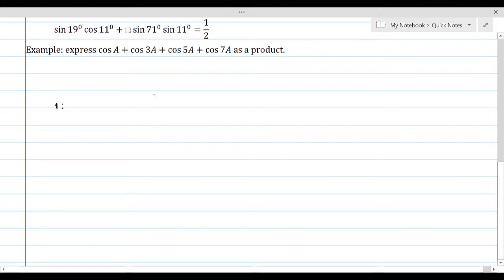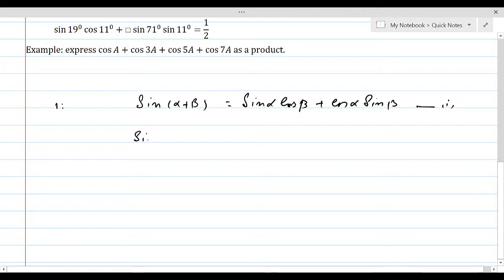If we take a look at this formula, sine of alpha plus beta is equal to sine alpha cos beta plus cos alpha sine beta. Let's call this 1. And also we know that sine of alpha minus beta is equal to sine alpha cos beta minus cos alpha sine beta. Let's call this number 2.